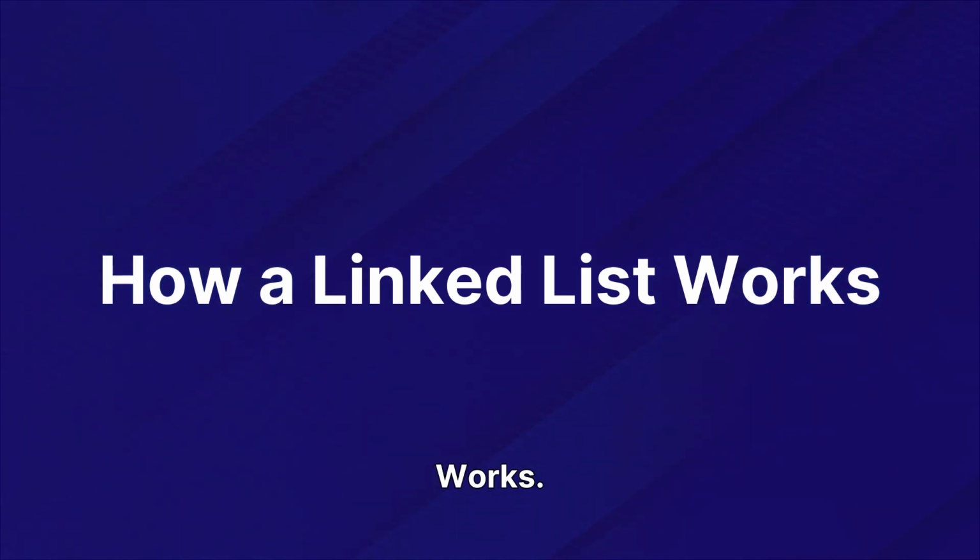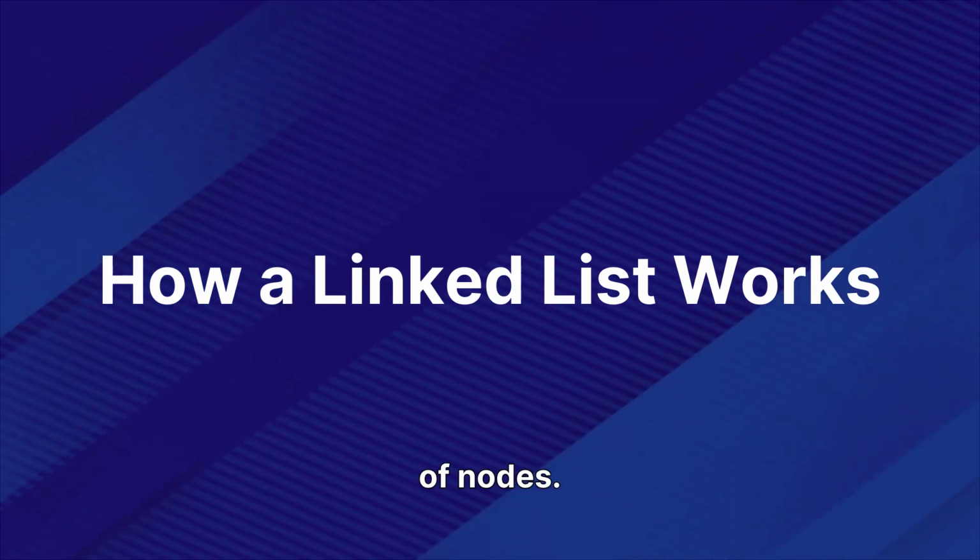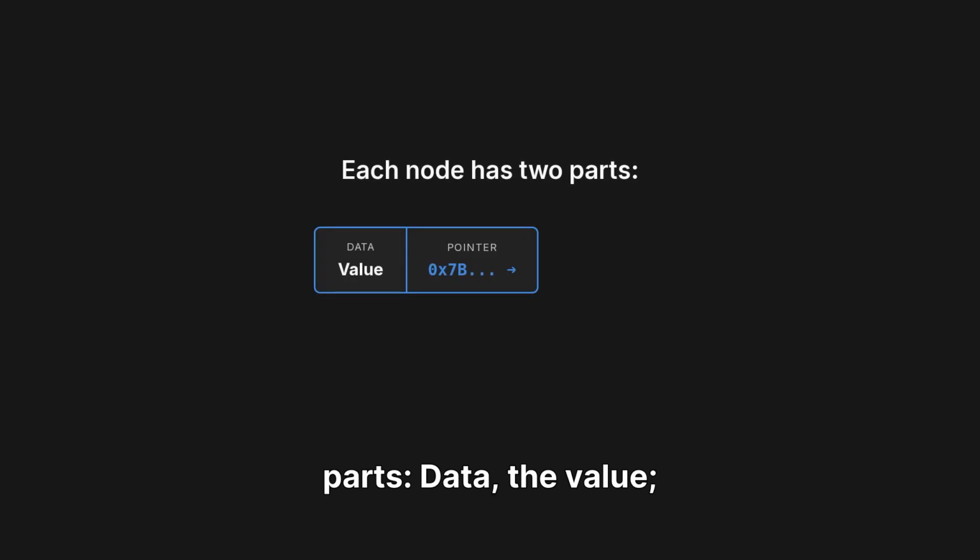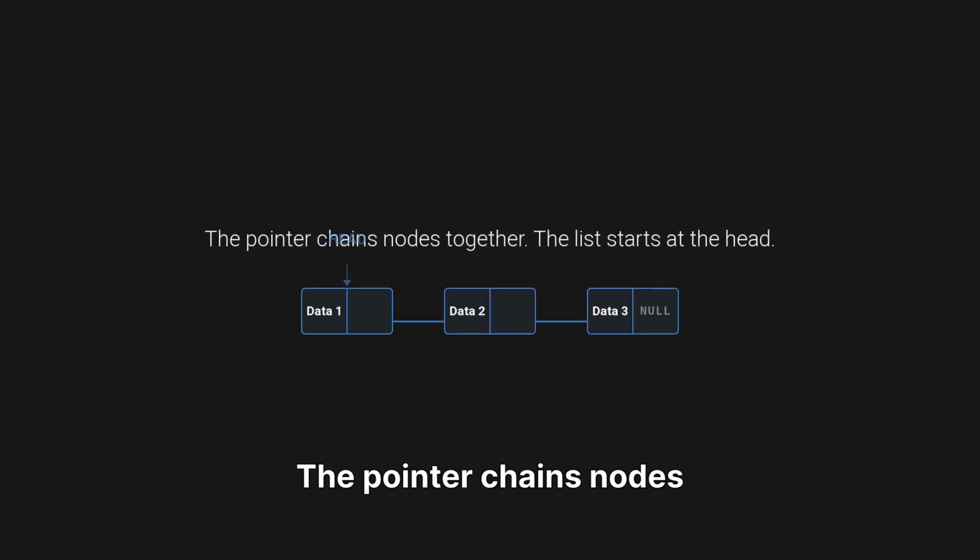How a linked list works. A linked list consists of nodes. Each node has two parts: data, the value, and a pointer, indicating the next node's location. The pointer chains nodes together.